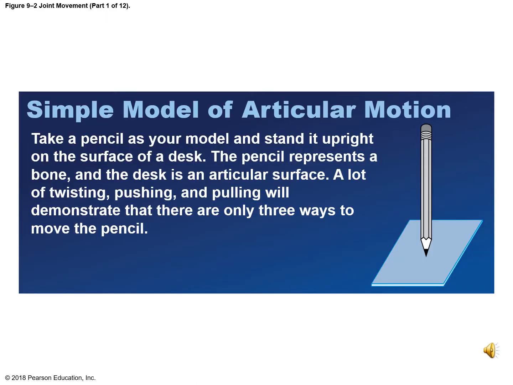There are three different types of movement that can occur: linear, in a straight line back and forth; angular, at an angle; and rotation, which is movement around a fixed point.